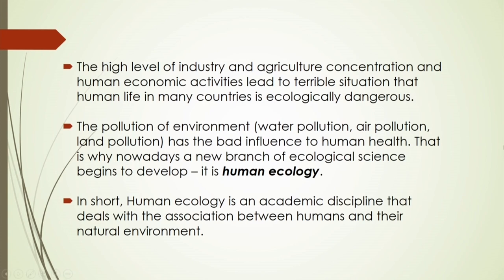Now, if you look at agriculture concentration and human economic activities, as I explained, the agriculture which was practiced in the past had to do with subsistence farming. But the agriculture practiced today is more of cash crop farming, and as a result, in order to have an enormous or high amount of production, people tend to use certain kinds of fertilizers, chemicals, and so forth. And as a result, ecologically speaking, it has posed a lot of threat.